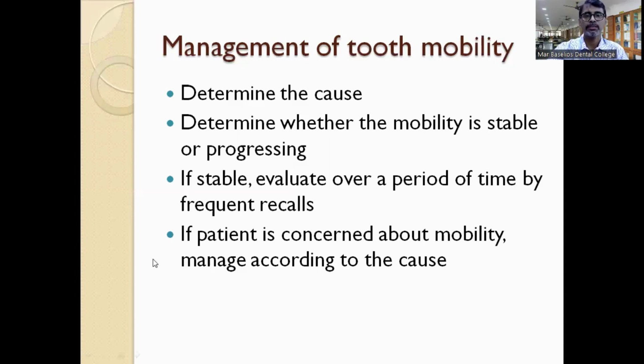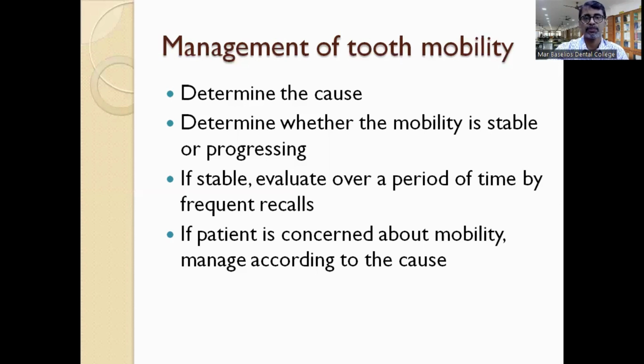The second important thing is to determine whether the mobility is stable or progressing. Stable mobility means mobility has already occurred, but it is not increasing beyond that point. Today you are seeing the patient, next year you are seeing the patient, after 2 years, 3 years, 5 years, again the same grade of mobility will be there for the tooth. So it means that mobility has occurred, but it is remaining stable.